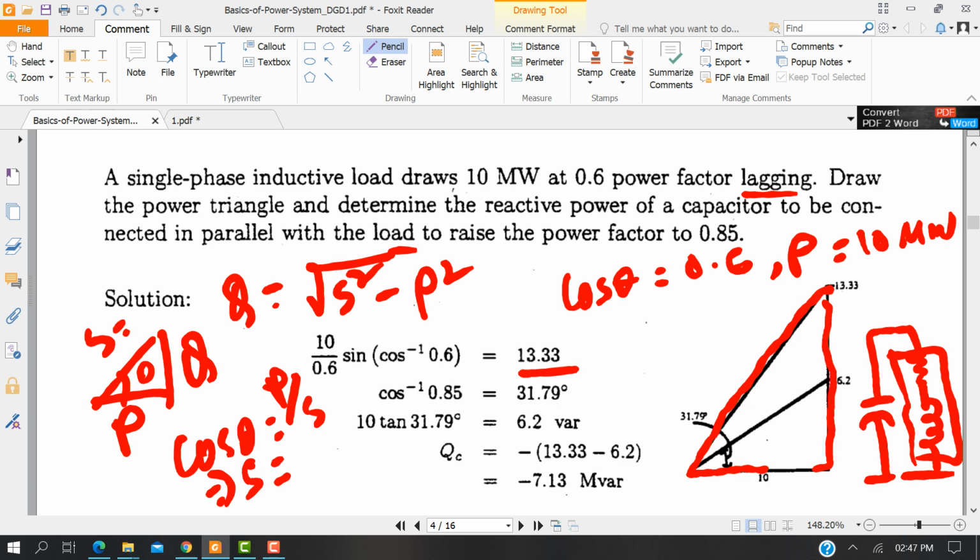Now it says determine the reactive power in the capacitor. So you see that here it says the capacitor is connected in parallel and the power factor is raised from 0.6 to 0.85. So similarly we have the value of P and cos theta equal to now 0.85, and do the math in a similar way and we can get this triangle. And so here in the first case we got 13.33 volt ampere reactive, and then we got 6.2.